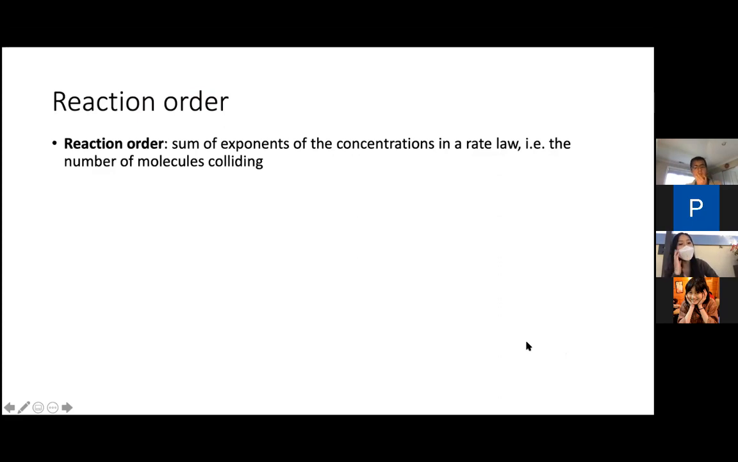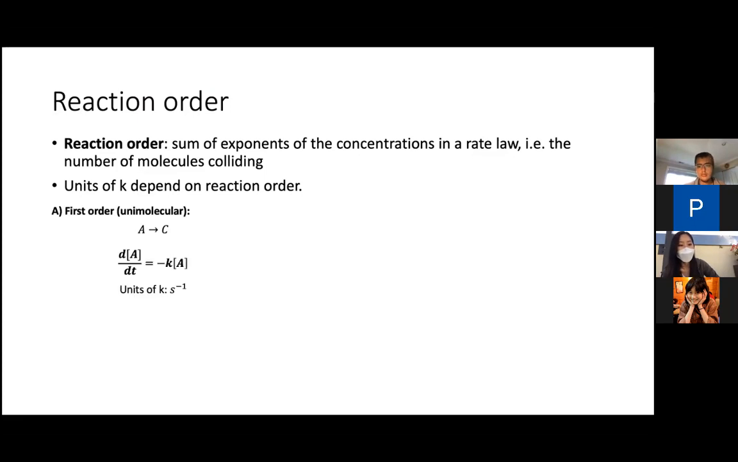So the reaction order is defined as the sum of exponents of the concentrations in a rate law. In other words, this is basically the number of molecules colliding, since the exponents in a rate law represent the stoichiometric coefficients that are required for each species. And then the units of the rate constant K depend on the reaction order. So the units of K will be different depending on how many molecules of each reactant are required.